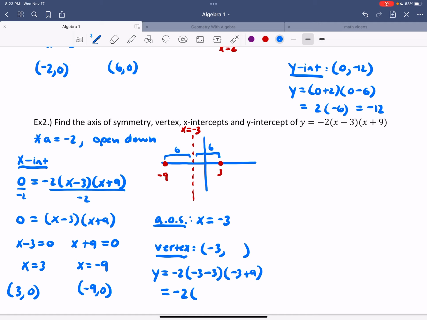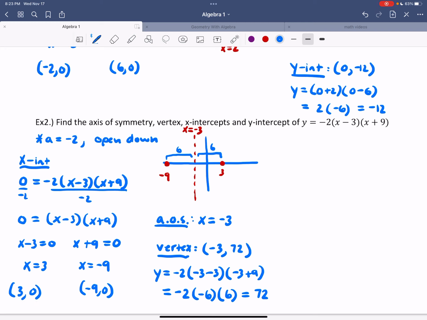Negative 3 minus 3 is negative 6. And then negative 3 plus 9 is positive 6. So negative 6 times 6 is negative 36. Negative 36 times negative 2 would be positive 72. Yeah, that's a pretty big number, positive 72. Good thing I didn't ask you to graph this one because that would be obnoxious and difficult to graph.